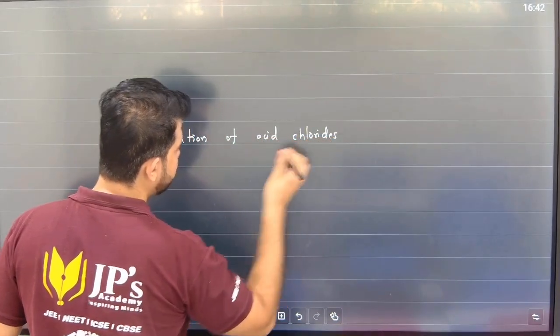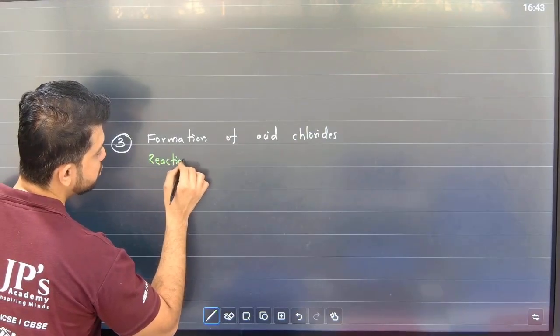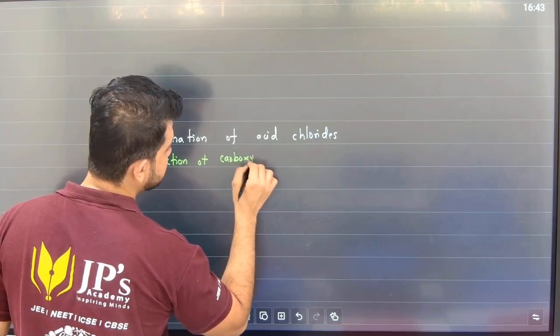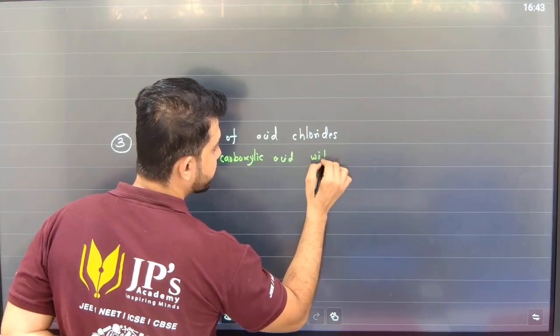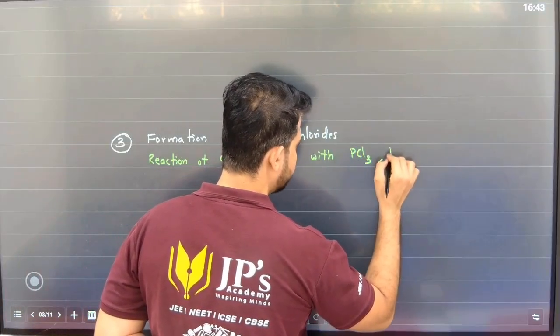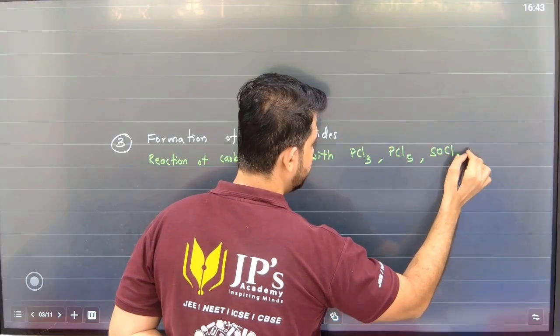आप बोल सकते हो, या ये रिएक्शन में हम क्या करें, reaction of carboxylic acid with phosphorus trichloride, phosphorus pentachloride, and thionyl chloride.